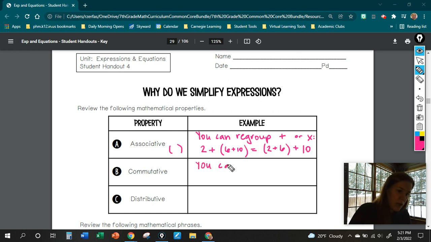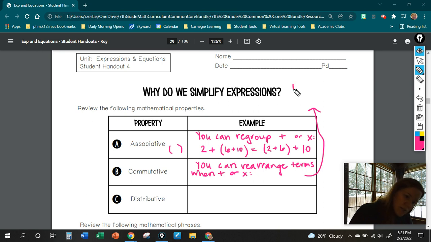So you can rearrange terms when you're adding or multiplying. So here's what that might look like. I'm kind of running out of room here, so it's hard to write on this little tablet. So I'm going to draw it up here, but you guys can just add it into your own notes.